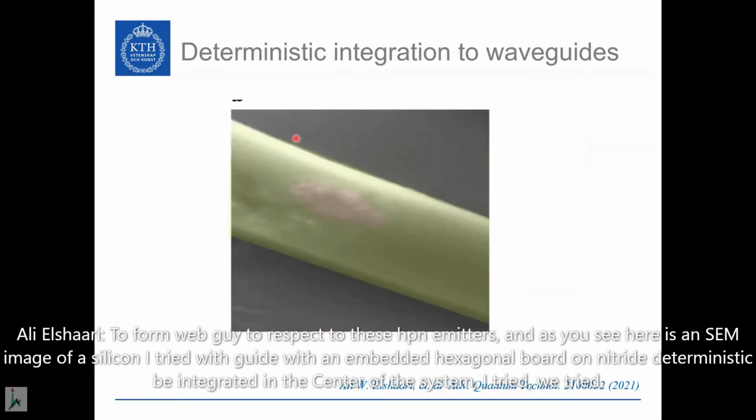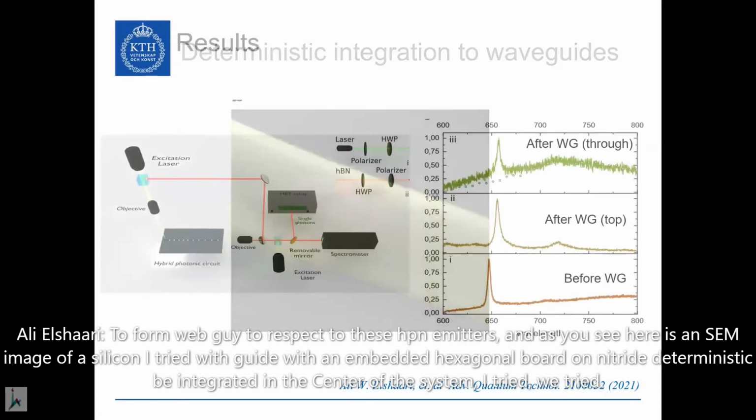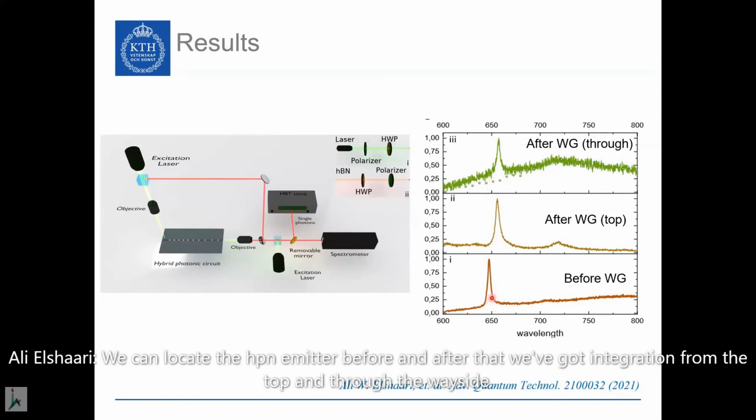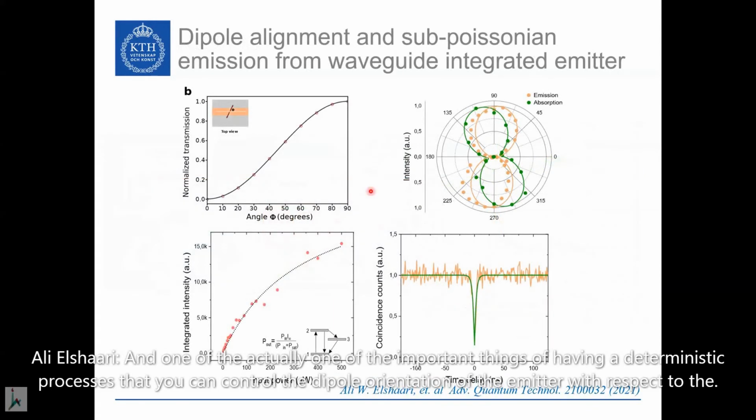As you see here, this is an SEM image of a silicon nitride waveguide with an embedded hexagonal boron nitride flake, deterministically integrated in the center of the silicon nitride waveguide. We excited these hBN emitters from the top, and we can also do it in plane through the waveguide. And we saw that we can locate the hBN emitter before and after the waveguide integration, from the top and through the waveguide.